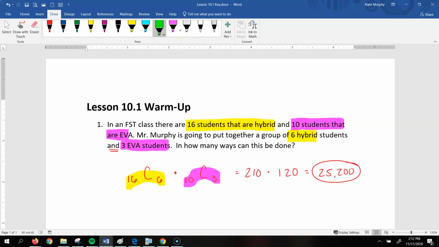And now we see this word here: we're going to be trying to find out how many different ways we can select 6 hybrid students and 3 EVA students. So it's not "or," it's not one or the other, it's one and the other. So we're going to multiply these two combinations together. When you do that, 16 choose 6 would be 210, 10 choose 3 would be 120. When you multiply those together, we get 25,200 different ways that those 6 hybrid students and 3 EVA students can be selected.